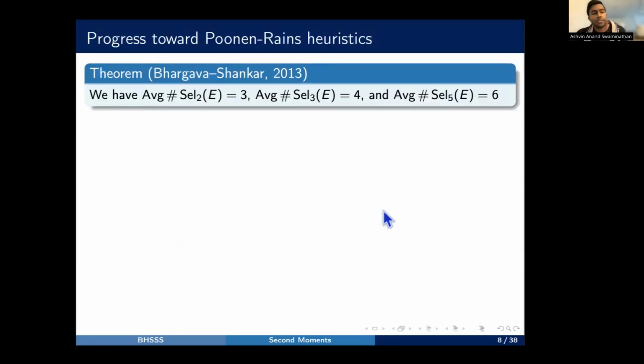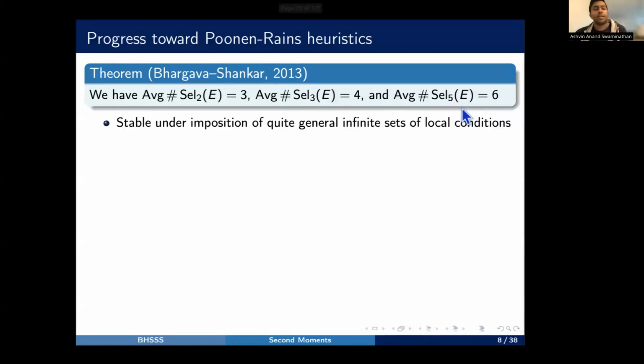And I guess a lot of the progress that we have towards proving cases of this conjecture for the full family of elliptic curves over Q is due to the work of Bhargava and Shankar from 2013. So they determined the first moment of the size of the 2-Selmer group, 3-Selmer group, 4-Selmer group, and 5-Selmer group. I've listed the 2, 3, and 5 results here. So they find that the average 2-Selmer is 3, average 3-Selmer is 4, and average 5-Selmer is 6, as predicted by the Poonen and Rains heuristics.